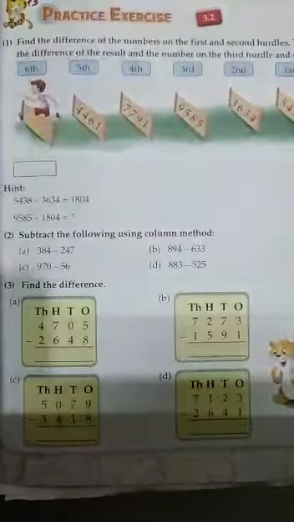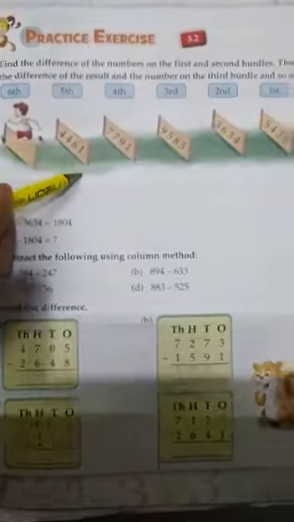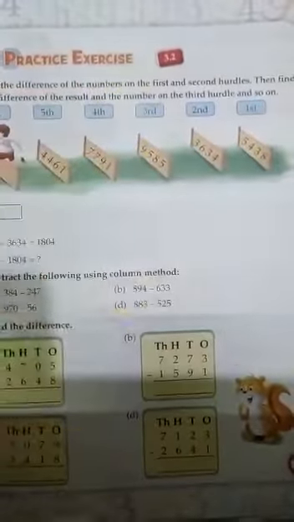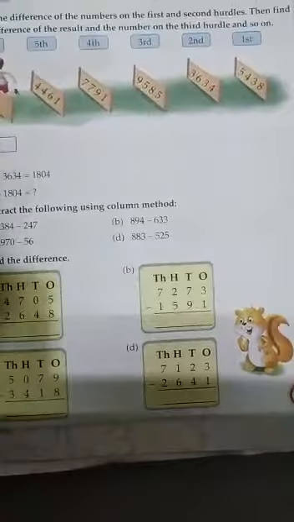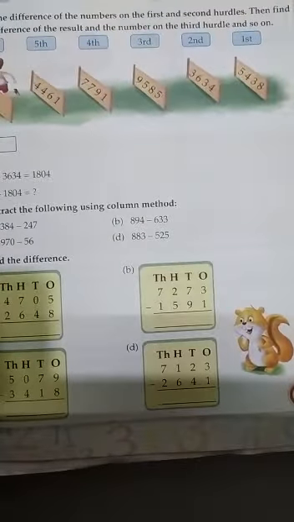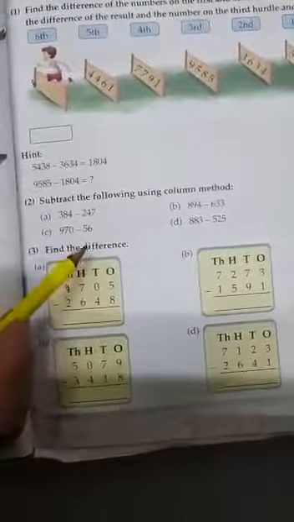Now you have to do the exercise 3.2, page number 59. Do the first question in your book. Question number 2 you do in your notebook.